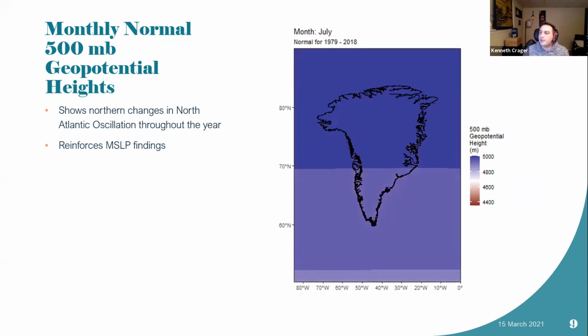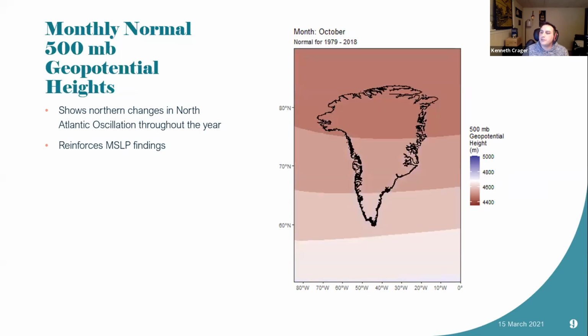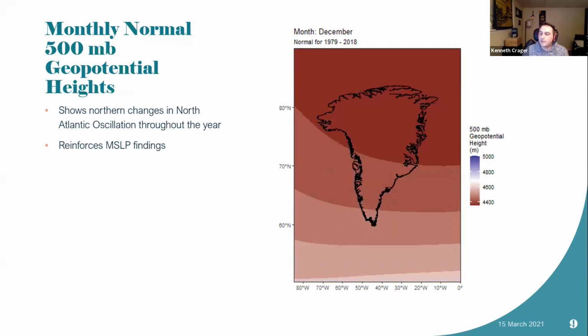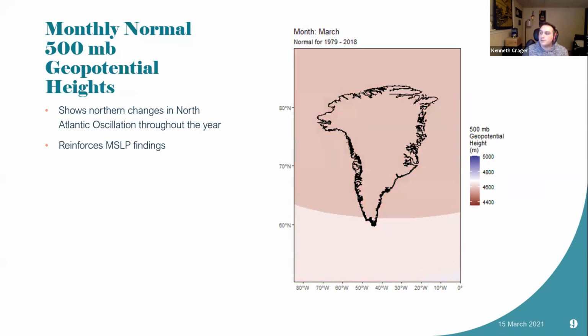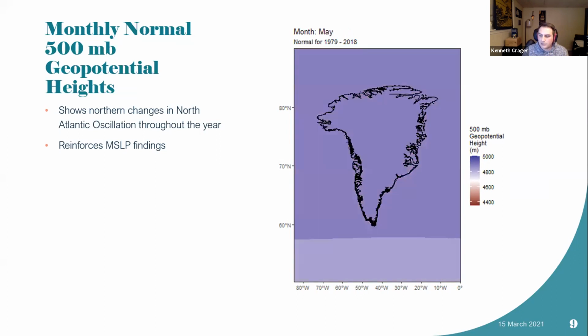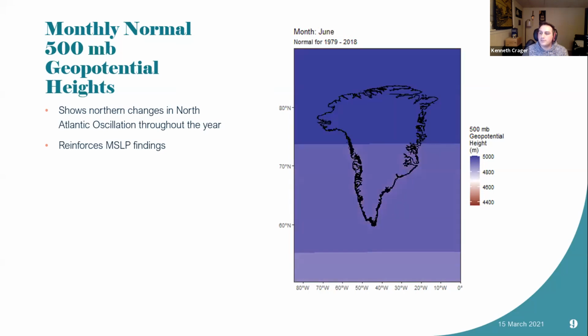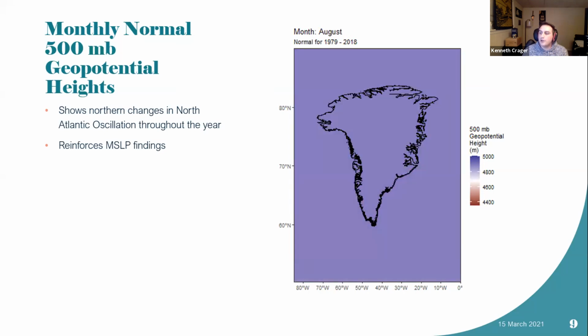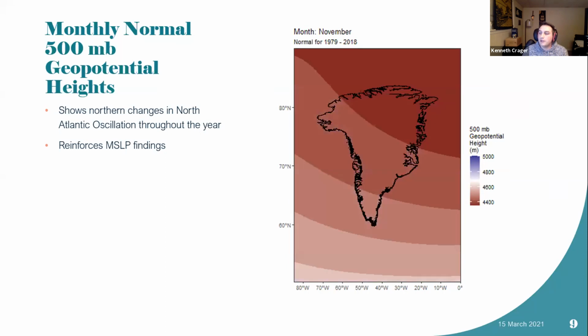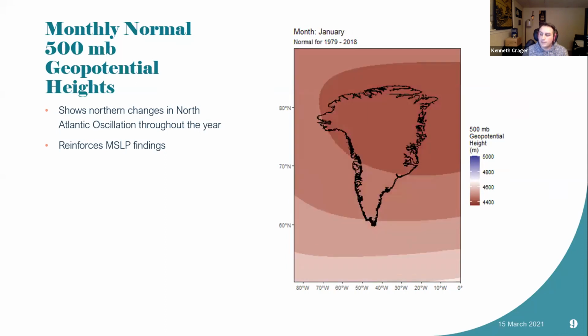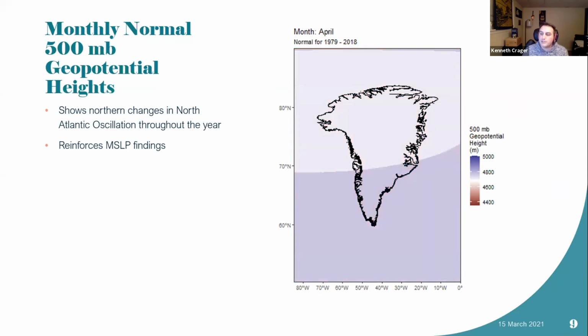So in this animation, it really shows and highlights the changes in the North Atlantic Oscillation, which is kind of an interaction between the Icelandic low and the Azores high, and how the two pressure systems kind of play off of each other to direct storm systems and ocean currents around the Atlantic basin. And it really just reinforces the findings from the mean sea level pressure.